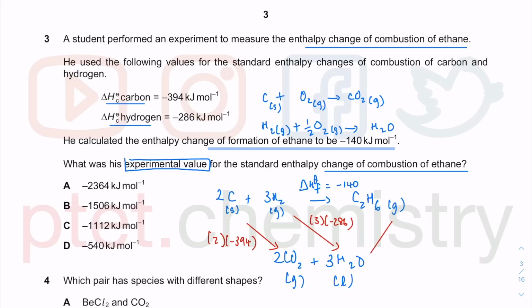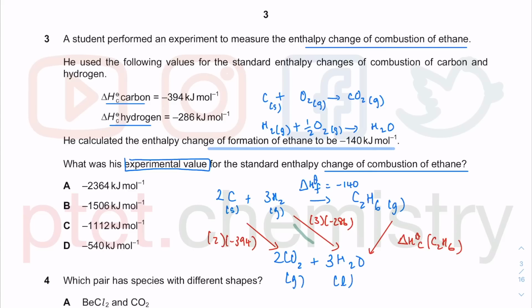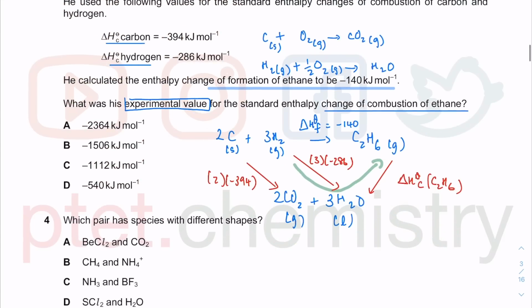Last but not least, I'm burning 1 mole of the ethane. So this is the combustion of C2H6, which is what I want to find. In terms of Hess's law, it says that the enthalpy change of a reaction is independent of which path you take, as long as you start from the same reactants and end at the same products. So what we get is delta Hf, which is equal to minus 140.